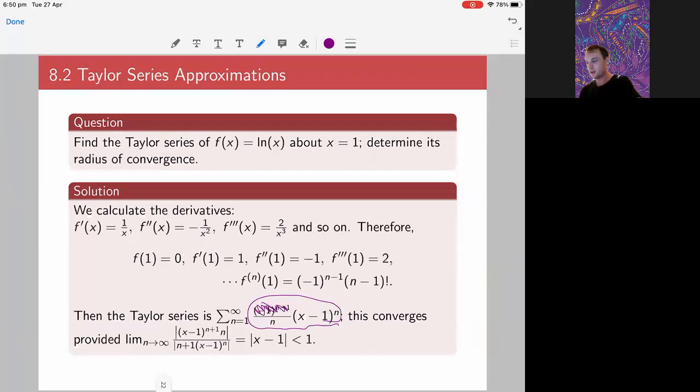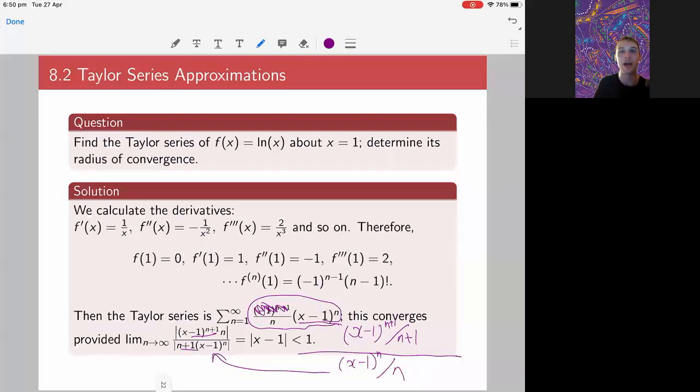On the other hand, I'm looking at the n plus 1 term. That's x minus 1 to the power of n plus 1 divided by n plus 1. So maybe I better write out a bit more carefully what's going on here. I'm looking at x minus 1 to the power of n plus 1 divided by n plus 1, divided by x minus 1 to the power of n divided by n. And when I play with my fractions, I end up with that.